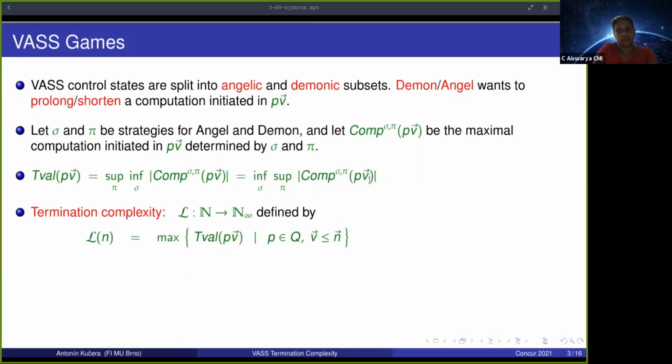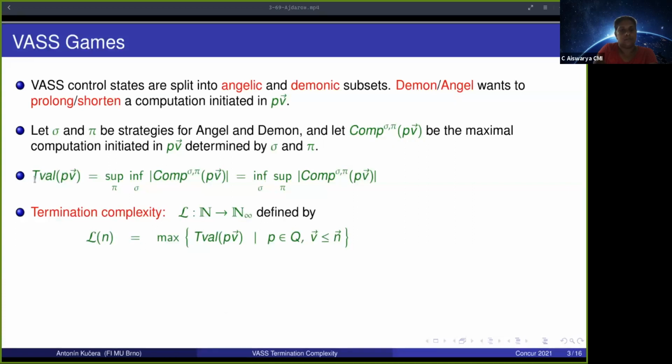So first, consider some initial configuration pV, so p is the initial control state and V is the vector of initial counter values, and consider a pair of strategies for the two players, so for the players Angel and Demon. And let us consider the maximal computation initiated in pV obtained by applying the two strategies. So in principle, this maximal computation can be finite or infinite.